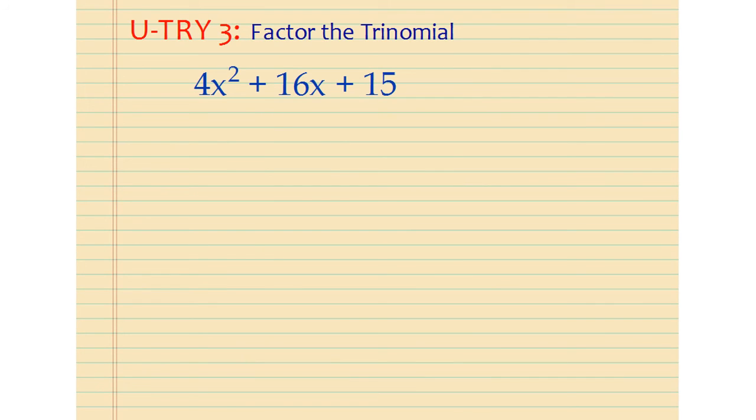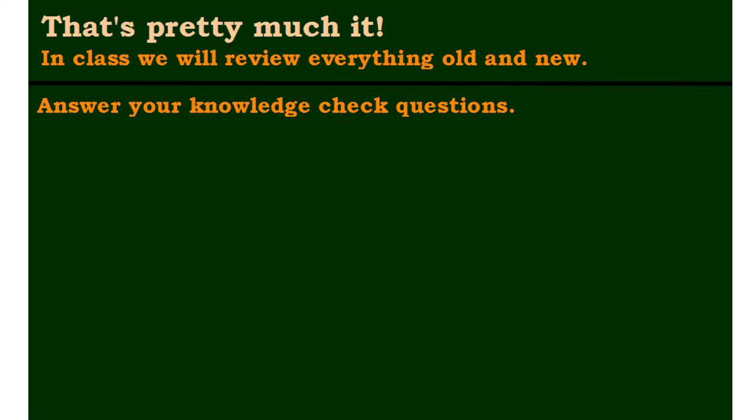Here is your U-try. Multiply 4 and 15. Find factors of that multiplication which could add up to 16. That's pretty much it. In class, we're going to work on more different types of examples of factoring trinomials. Please try to remember your steps of factoring trinomials.